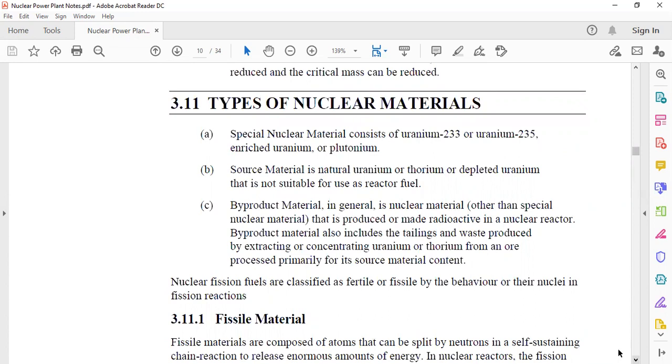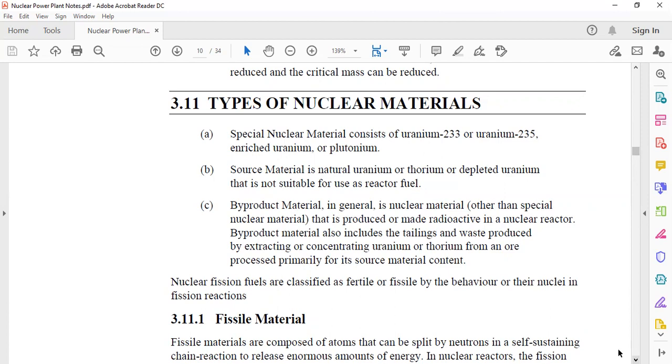Byproduct material in general is a nuclear material other than special nuclear material that is produced or made radioactive in a nuclear reactor. Byproduct material also includes the tailings, that is, waste produced by extracting or concentrating uranium or thorium from an ore produced primarily for its source material content.